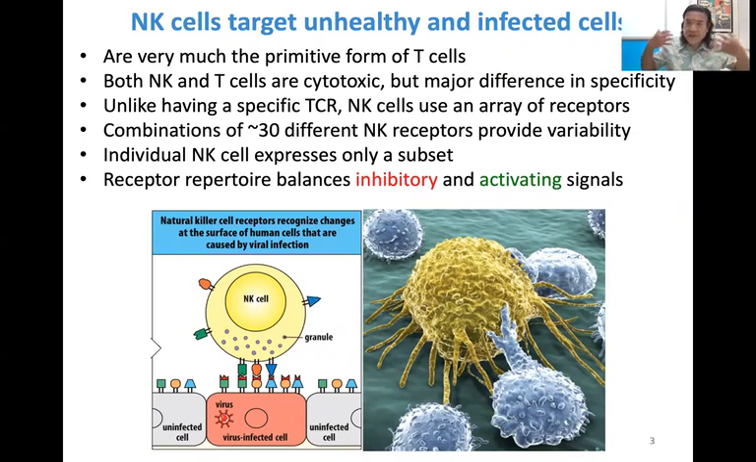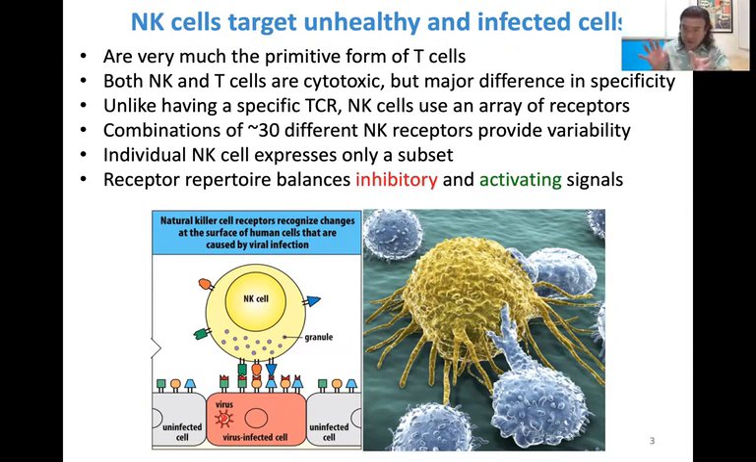So when you take into consideration that you have a big population of NK cells in your body, billions and billions of them, it all kind of evens out. Some NK cells would be better for detecting certain problems. Other NK cells would be better for detecting other types of problems.